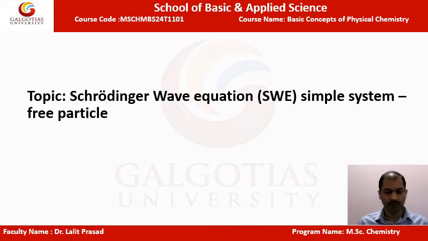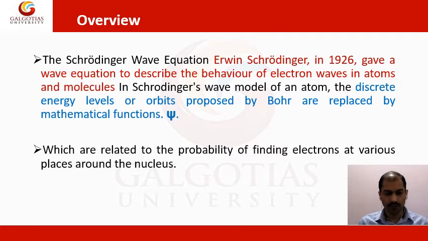Dear student, today's topic is the Schrodinger wave equation for simple systems or free particles. In this, we will discuss how to derive the Schrodinger wave equation, what its applications are, and why this equation plays a very important role in quantum mechanics, especially when we are discussing the nature of the electron.